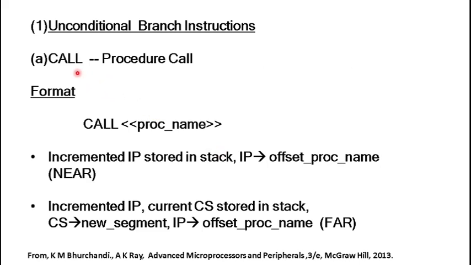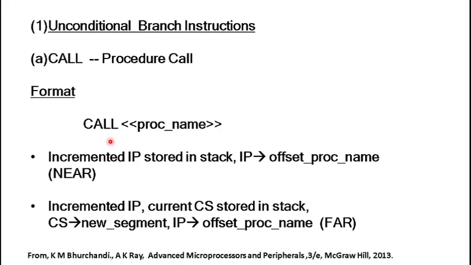The first instruction is call, and the call instruction is used to call a procedure in assembly language. This is the format of the call instruction: you issue the call instruction followed by the label of the procedure. There are two types of calls, a near call and a far call. A near call means you are calling a procedure which is residing in the same segment as that of the currently executing program.